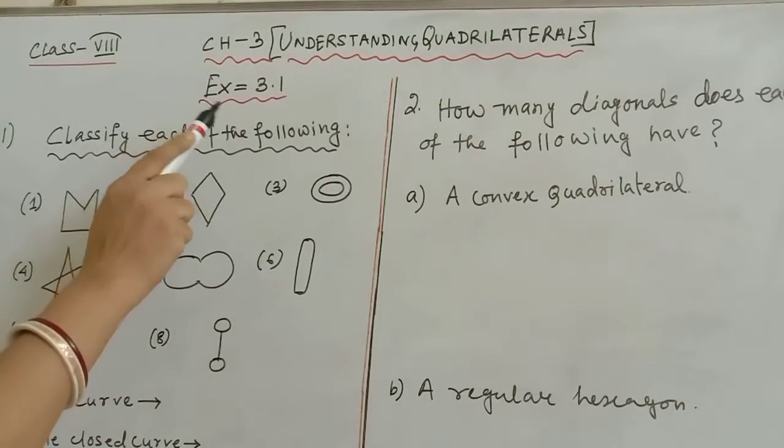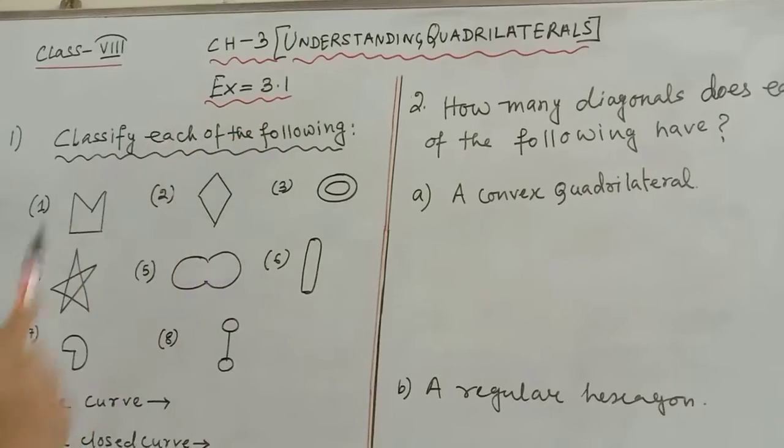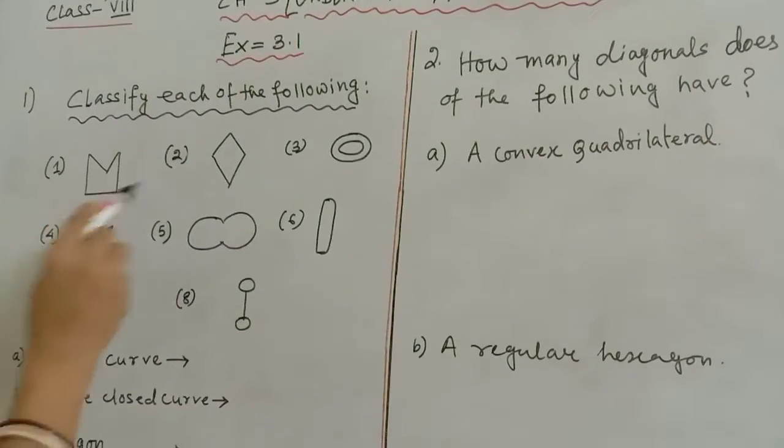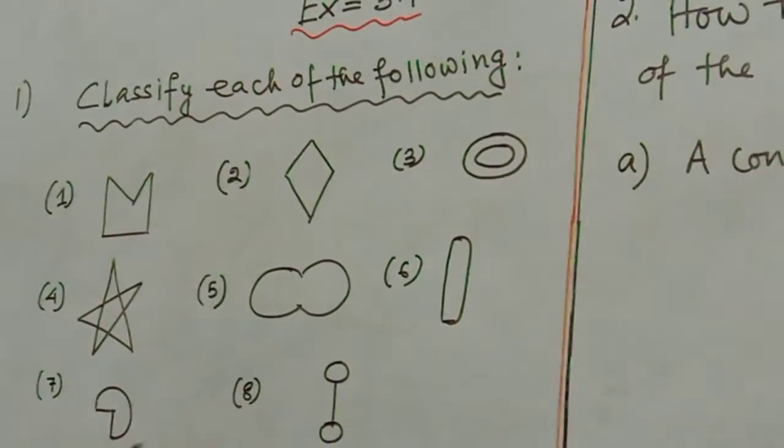Today we will do exercise 3.1. We will start exercise 3.1, chapter 3, understanding quadrilaterals. Now here are some figures given here: 1, 2, 3, 4, 5, 6, 7, 8.